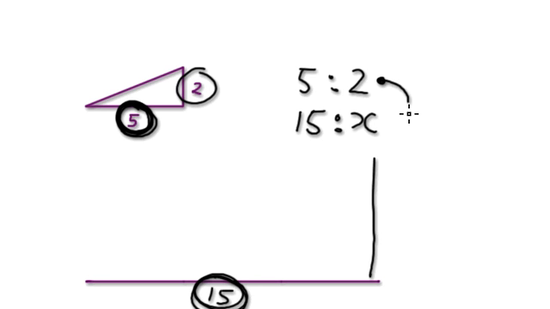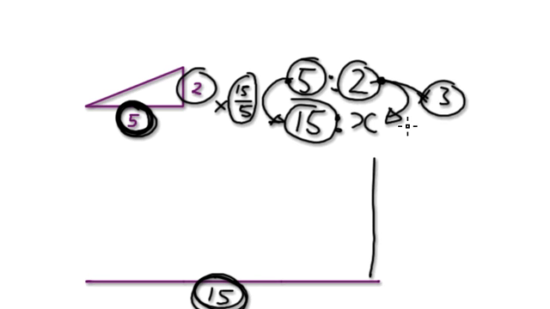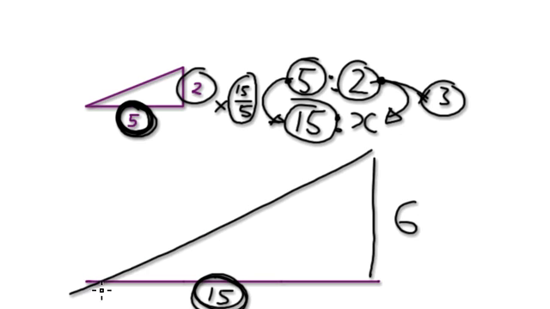Ultimately you want to get from 2 into the x here. You need that multiplier. The multiplier will always be the destination, 15, divided by the original here. So the multiplier is 3. 15 divided by 5 is 3. So you would get this times this, and that will give you 6. So this height here is 6.